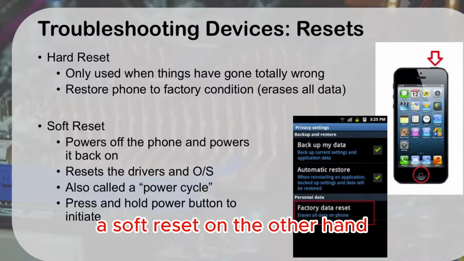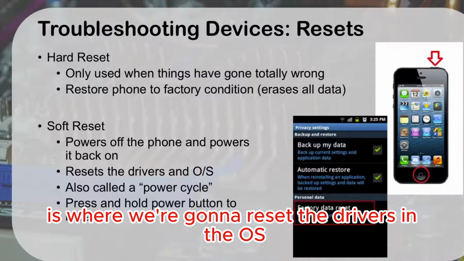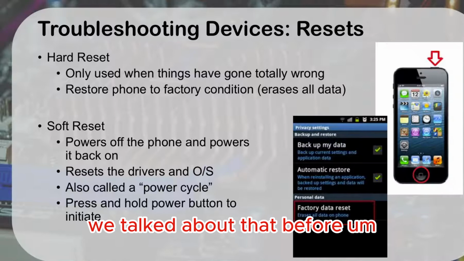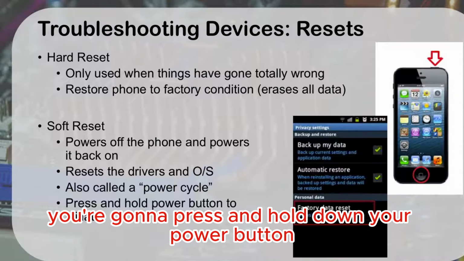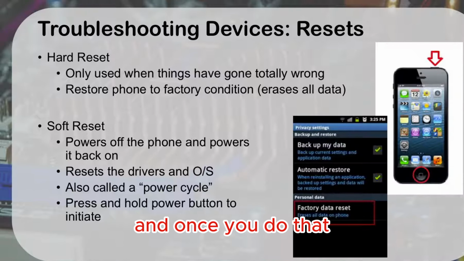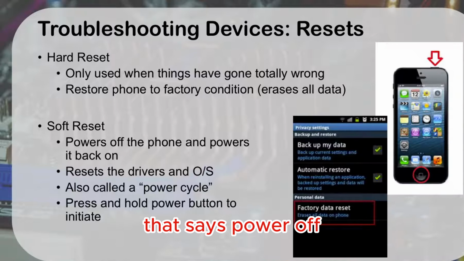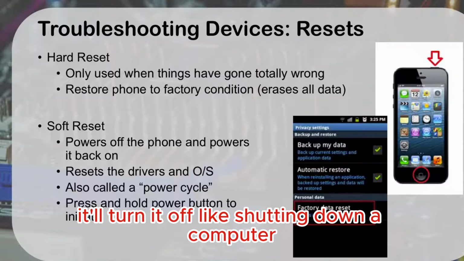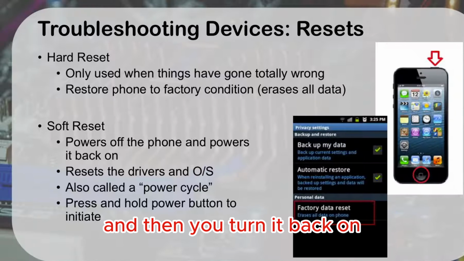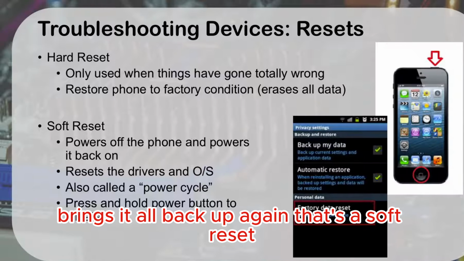A soft reset, on the other hand, is where we're going to reset the drivers in the OS. It's also called a power cycle. We talked about that before. Basically, you're going to press and hold down your power button. And once you do that, you'll get a big bar that goes across the screen that says power off. Slide that. It'll turn it off like shutting down a computer. And then you turn it back on, brings it all back up again. That's a soft reset.